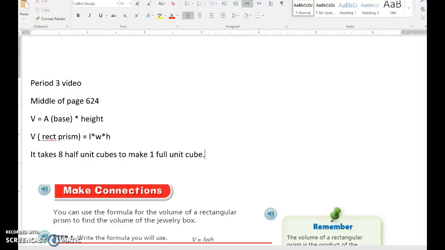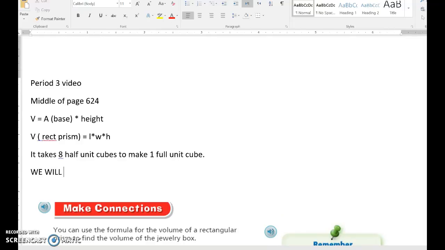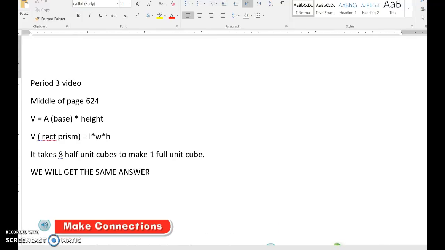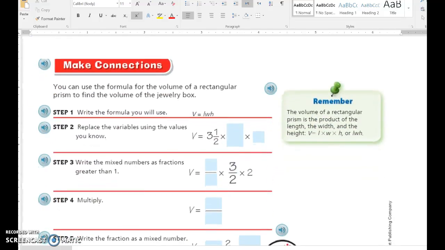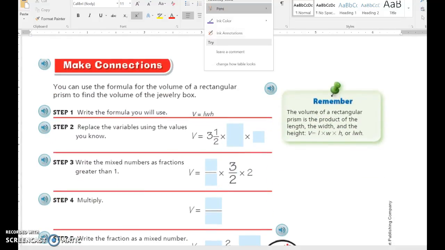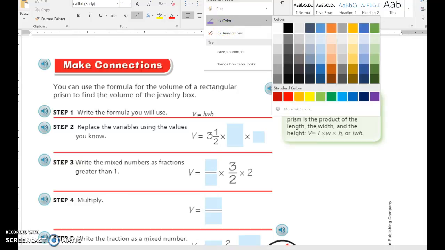Understand that if we do the half unit cube activity, or we do the formula, length times width times height, we will get the same answer. So you should already have written down that the volume of that particular rectangular prism is 10.5 cubic units. And we did that by getting the idea that it's 84 little half unit cubes divided by 8, because there's 8 in a full unit cube. That's how we got that.